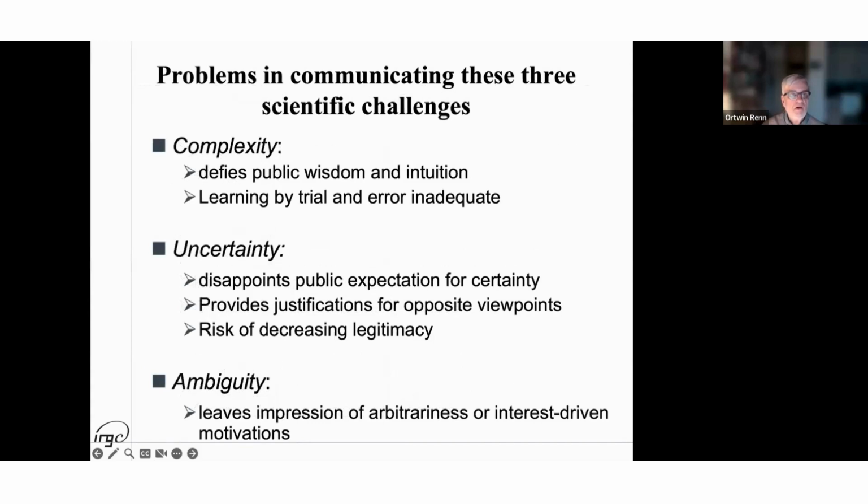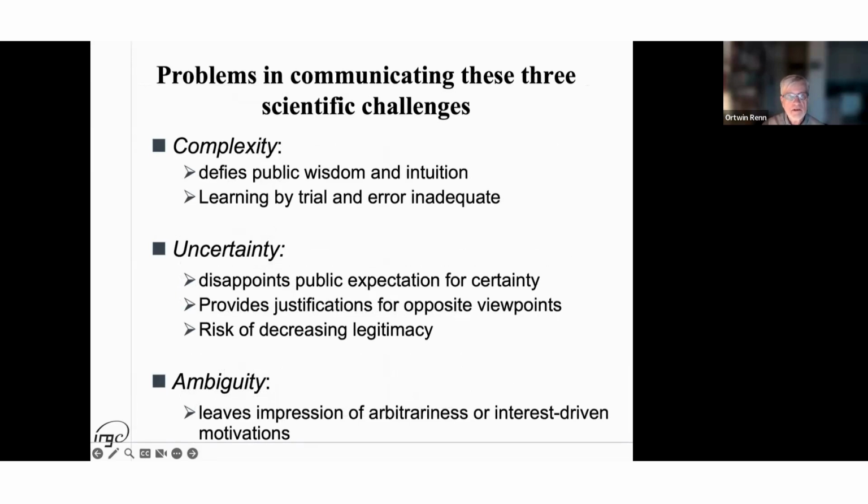Ambiguity, or all three of these things, are problems with communicating scientific challenges. And I just want to get to this briefly, because very often that's part of the problem that we have when we try to communicate about risks. So complexity defies public wisdom and intuition.